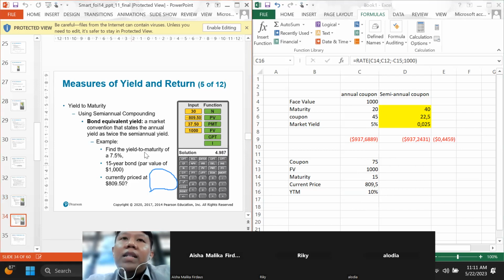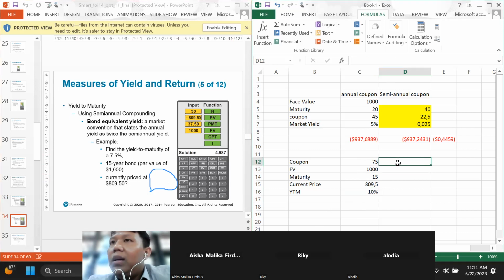Next we have a semi-annual bond. If we have a semi-annual bond, you need to make some adjustment. This adjustment is in the coupon and in the maturity.